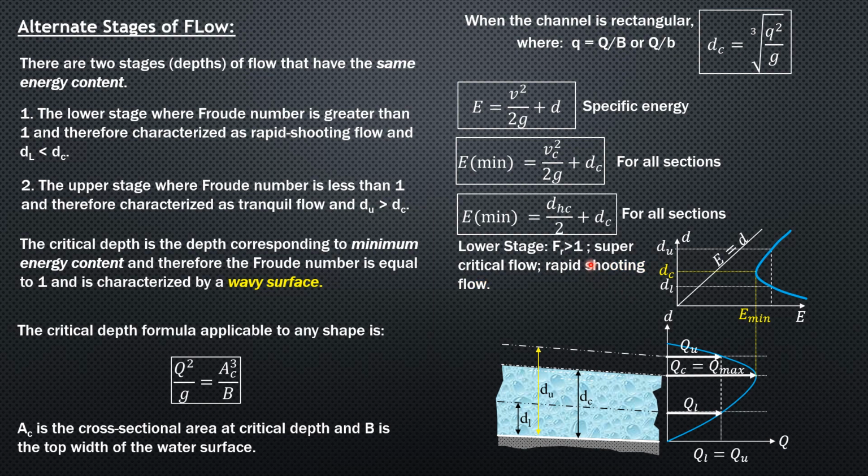In the lower stage, the Froude number is greater than 1. It is characterized by supercritical flow, rapid shooting flow. In the upper stage, the Froude number is less than 1, tranquil flow, subcritical flow. But for critical depth, it is characterized by a wavy surface. Froude number is exactly equal to 1. So lower stage, Froude number is greater than 1 because the velocity is higher. At the upper stage, Froude number is less than 1 because the velocity is lower.